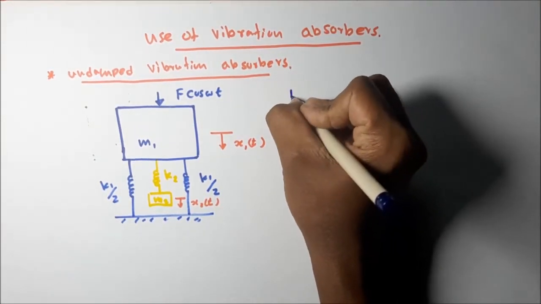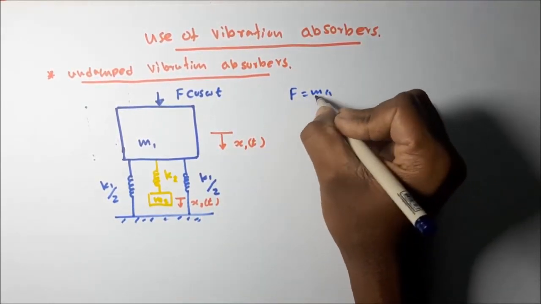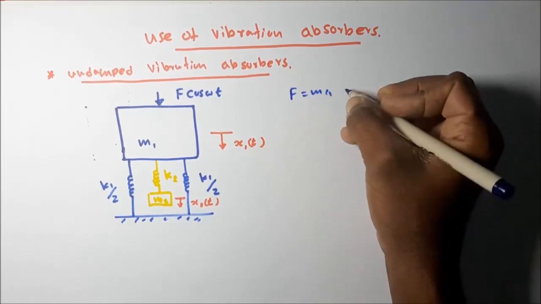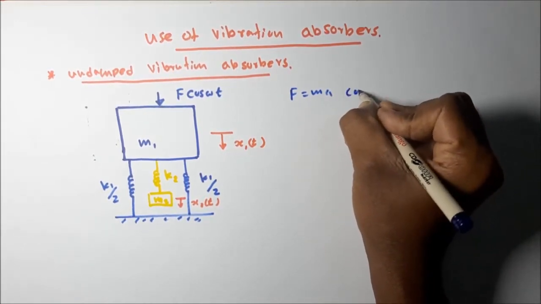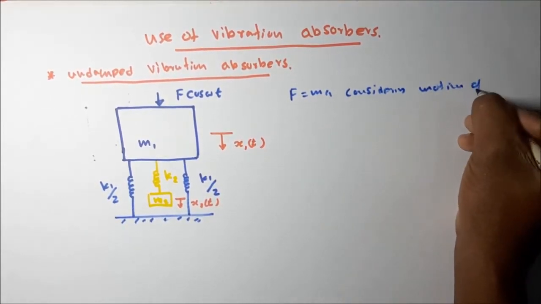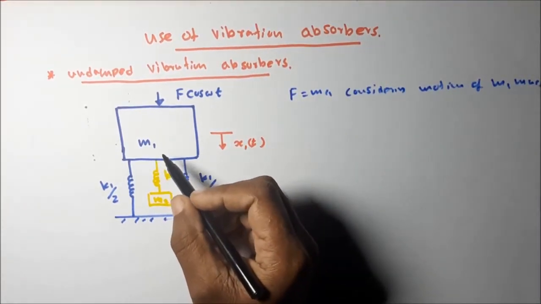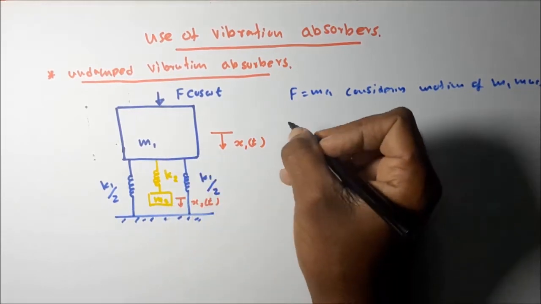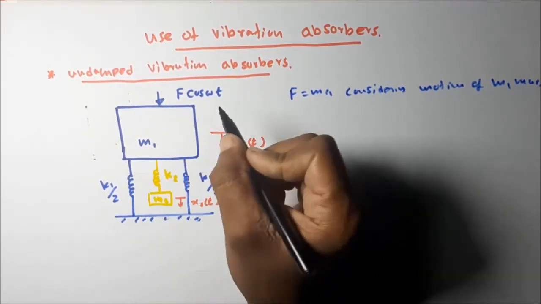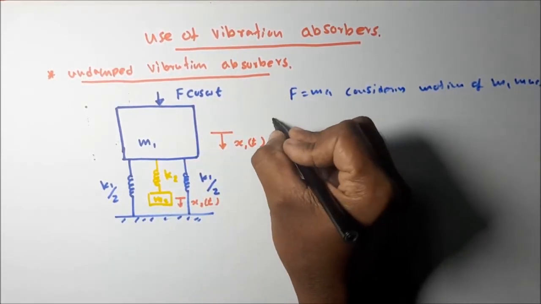Then I'm going to apply F equals ma, Newton's second law, considering the motion of the m1 mass. So what are the forces acting on this m1 mass for a certain time? The excitation force is directly applied.